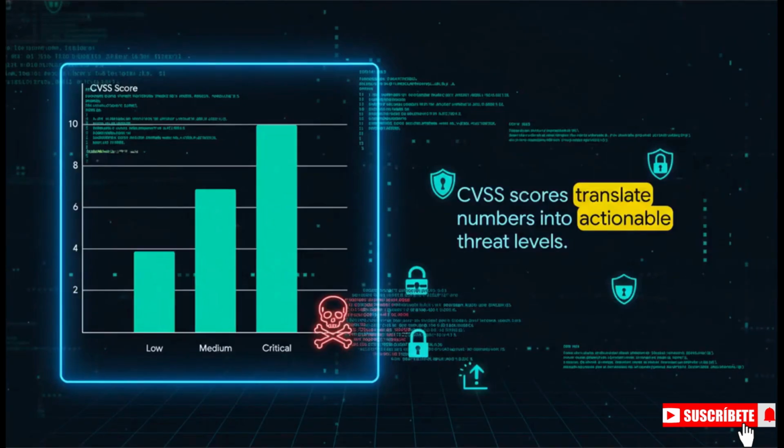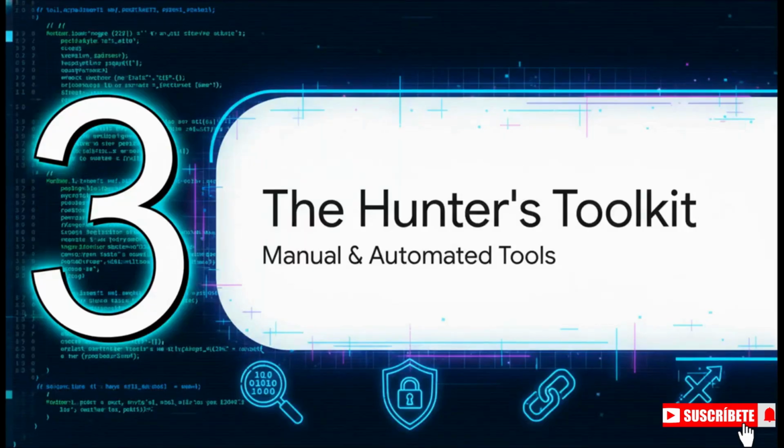And this score is what drives action. You see, anything below a 4 is pretty low priority. From 4 up to about 7, that's a medium risk, definitely something to look at. But when you see a score of 9 or 10, that's a critical vulnerability. Those are the ones that make defenders drop everything, because they're often the easy, wide-open doors for attackers. All right, enough with the theory.